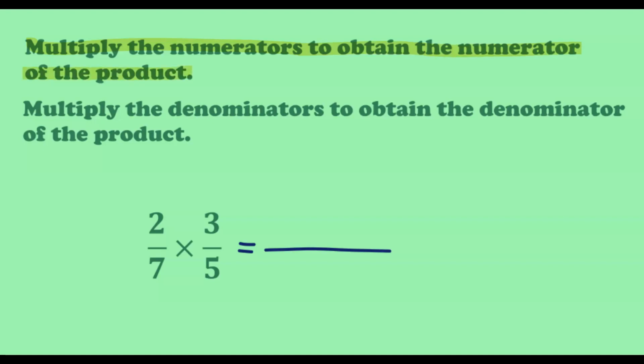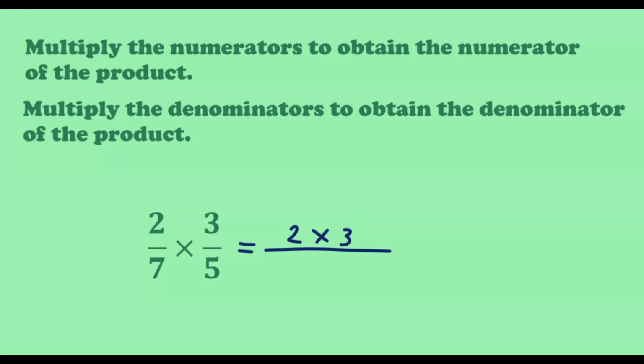So the numerators are the numbers on top. For the first fraction 2 over 7, the number on top is 2, and so the numerator is 2. And for the second fraction 3 over 5, the number on top is 3, and so the numerator is 3. So we're going to multiply these two numerators. So we have 2 times 3. And this gives us the numerator of the product.